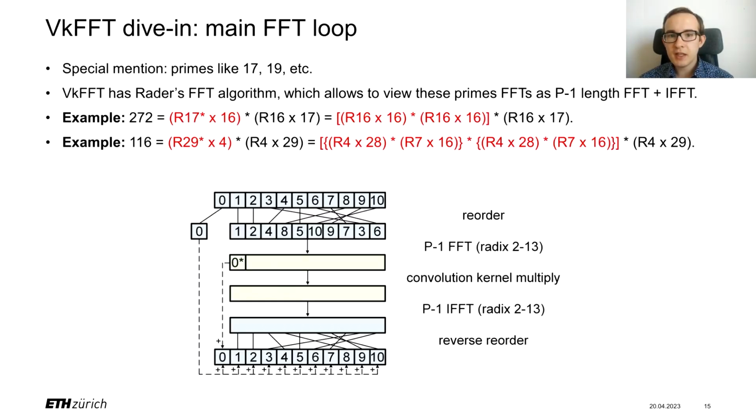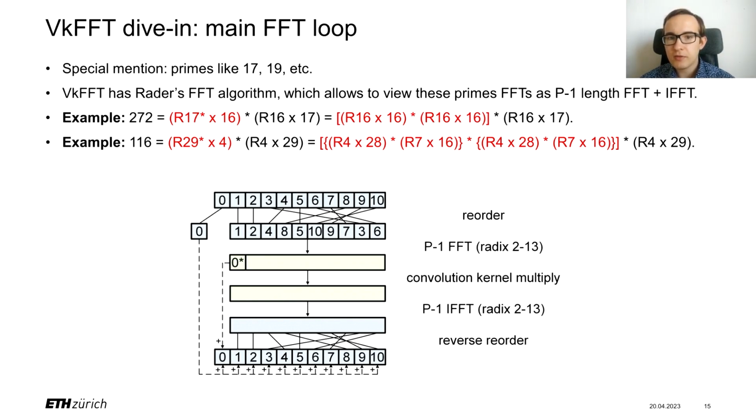Primes like 17, 19 and bigger deserve a special mention. VkFFT now has Rader's FFT algorithm, which allows viewing these prime FFTs as prime-minus-1 length convolutions, which can be done as an FFT, kernel multiplication, and an inverse fast Fourier transform.